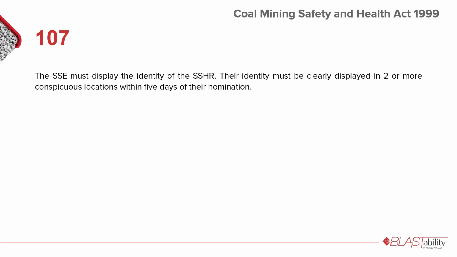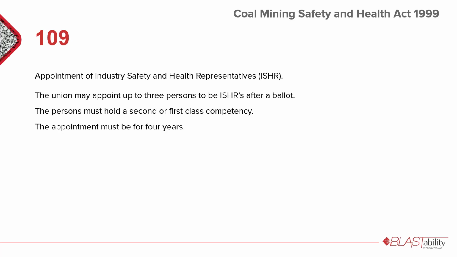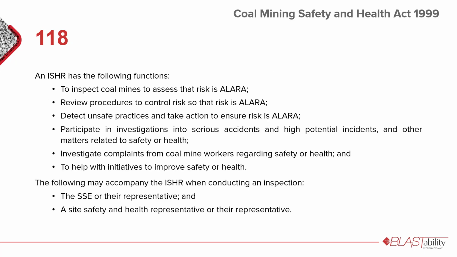107. The SSE must display the identity of the SSHR. Their identity must be clearly displayed in 2 or more conspicuous locations within 5 days of their nomination. 109. Appointment of the industry safety and health representatives. The union may appoint up to 3 persons to be ISHRs after a ballot. The persons must hold a second or first class competency. The appointment must be for 4 years.